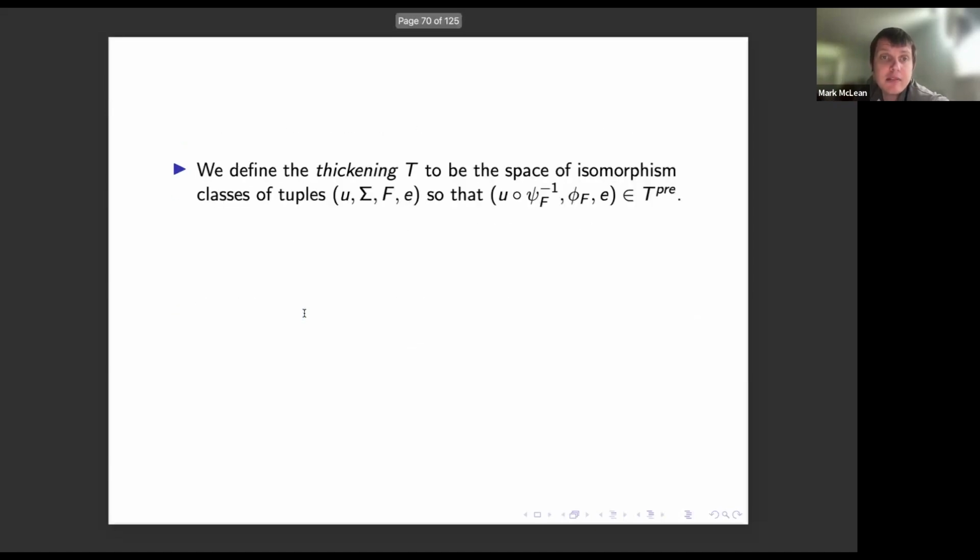Now I can define the thickening. The thickening T is the space of isomorphism classes of tuples (u, sigma, F, E), where (u, sigma, F) is a framed curve and E is an element of V_mu. V_mu is this finite dimensional approximation scheme, so that this is in the pre-thickening. So the thickening is like, basically, in this case, it's essentially the same as the pre-thickening.